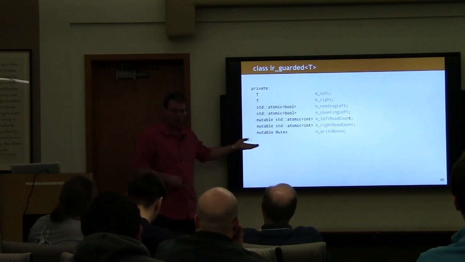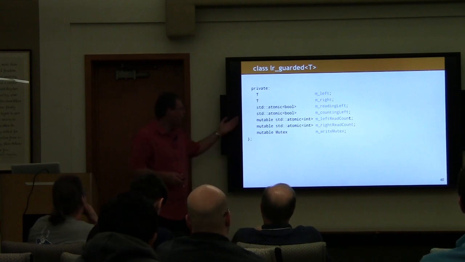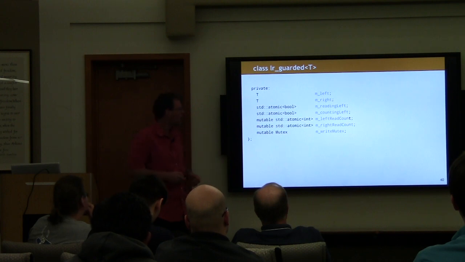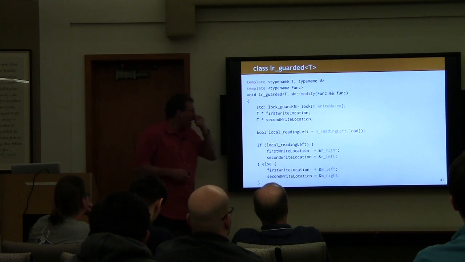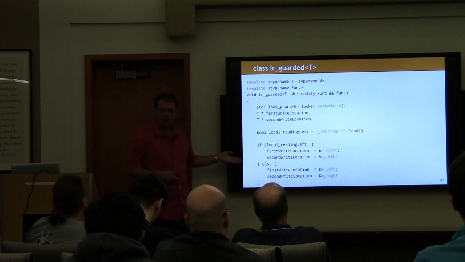We need a mutex that the writer acquires to make sure that no other writer is doing this swap around dance at the same time. And we need a bunch of atomic information that keeps track of who's reading and writing, or rather, how many threads are reading each copy of the data. And we start getting into some rather complicated and hairy code.